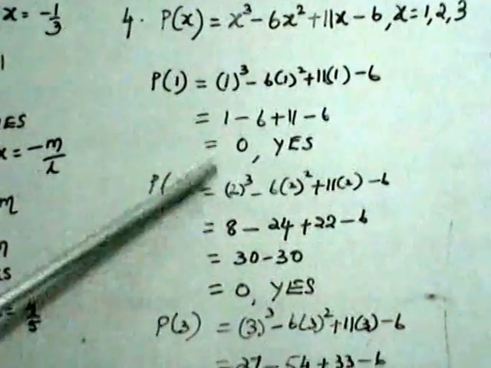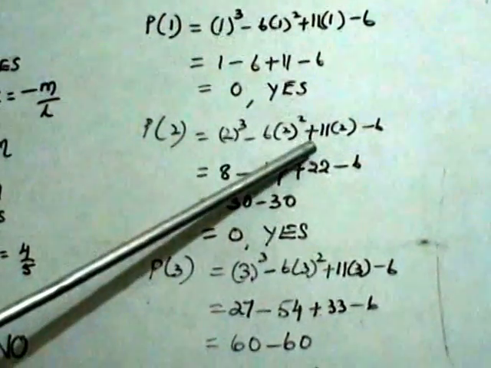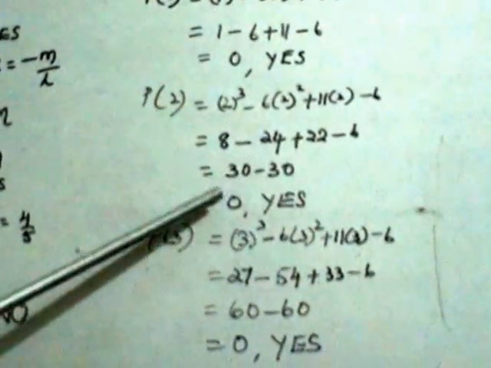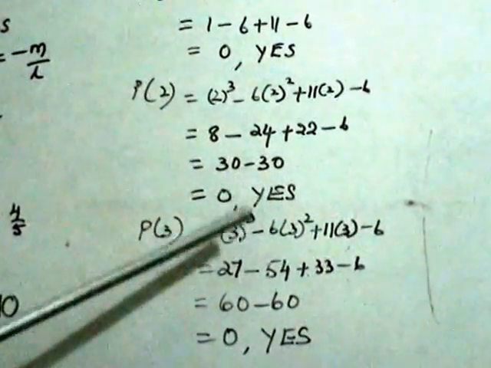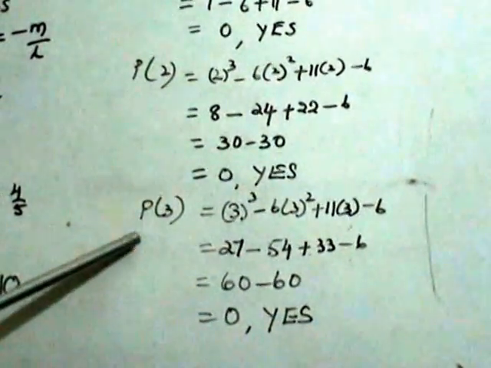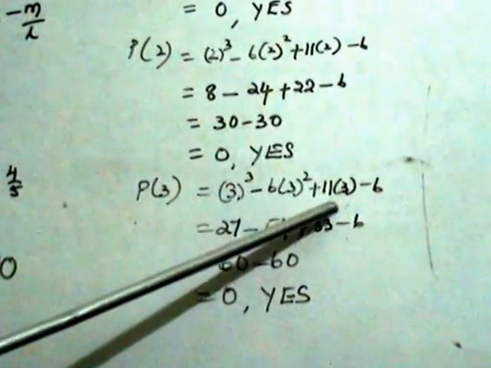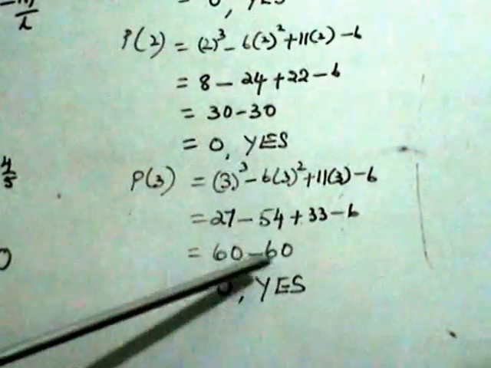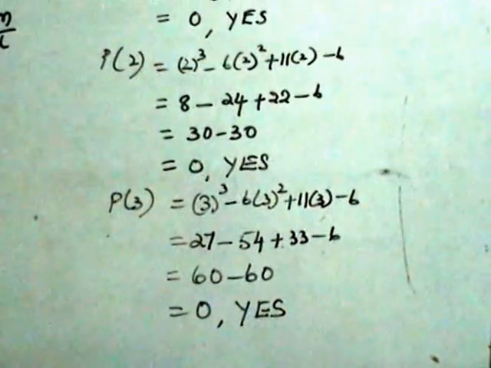P of 2 is, replacing x with 2, 2 whole cube minus 6 into 2 whole square plus 11 into 2 minus 6, which is 30 minus 30, which is also 0, and this is also a 0 of the polynomial. And now let us take P of 3, 3 whole cube minus 6 into 3 whole square plus 11 into 3 minus 6, which is 60 minus 60, which is also 0 of the polynomial.